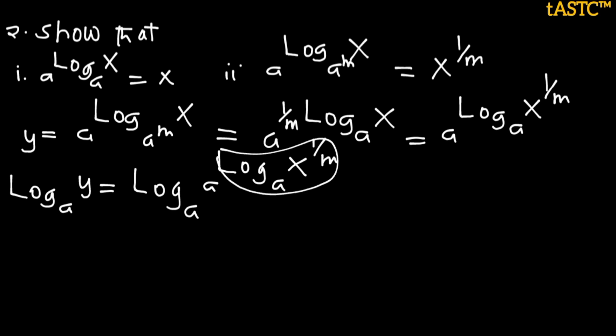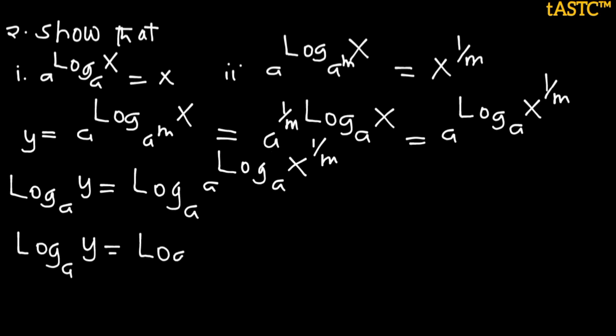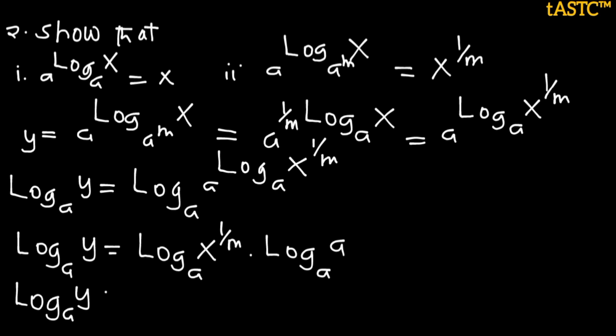So obviously this stuff is going to go to the front, and we're going to have log to the base a of y, and here we're going to have log to the base a of x to the 1 over m, and that will be multiplied by log to the base a of a. Now obviously we know this is just going to change to a 1, so we don't really need to worry about this part. So that would help us to form this stuff, that is log to the base a of y will be equal to log to the base a of x to the power of 1 over m.